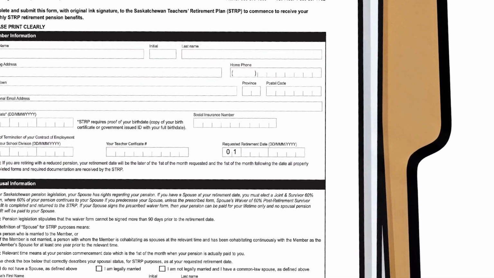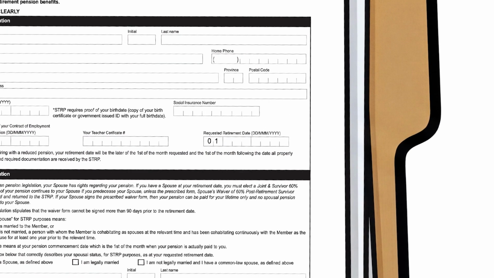We've already indicated 01 for the day. We need you to write the month that you're retiring, so if it's the 1st of July of 2026 that you're retiring, you would write 01 JUL and 2026.